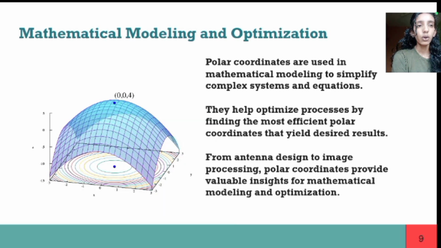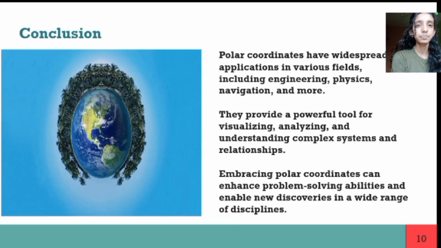Mathematical modeling and optimization. Polar coordinates are used in mathematical modeling to simplify complex systems and equations. They help optimize processes by finding the most efficient polar coordinates that yield desired results. From antenna design to image processing, polar coordinates provide valuable insights for mathematical modeling and optimization.